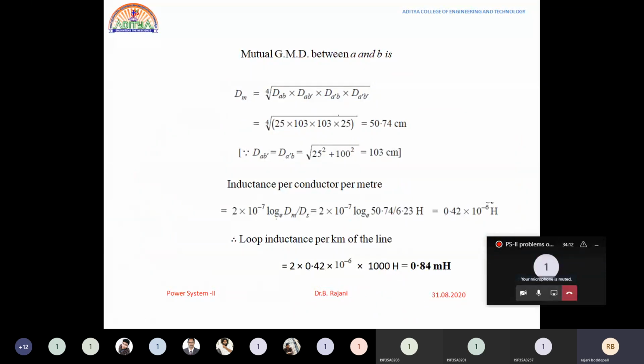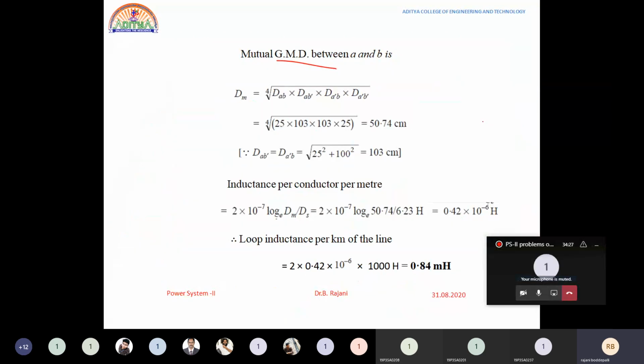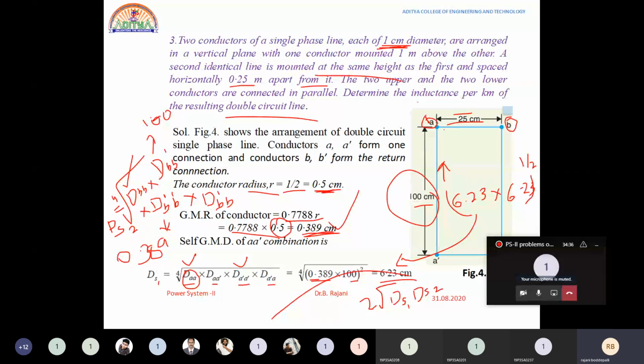Now next coming to the mutual GMD. How to calculate the mutual GMD? Now it is from DAB. What is DAB? Here DAB is nothing but A to B, which is 25 centimeters. That's what we are putting here. This is nothing but 25 centimeters. DAB dash is what? AB dash is, see here, A to B dash.